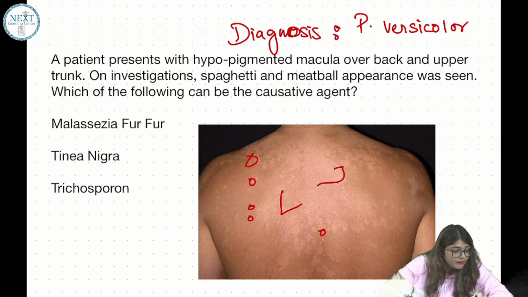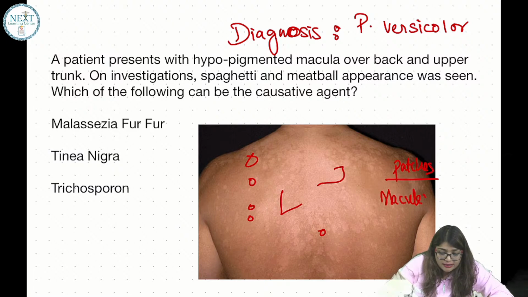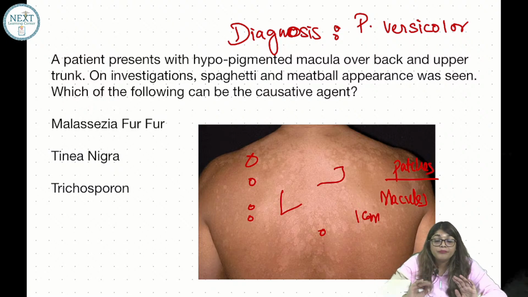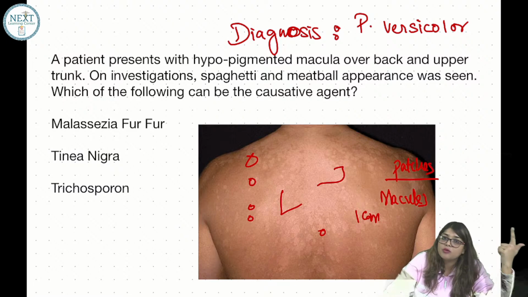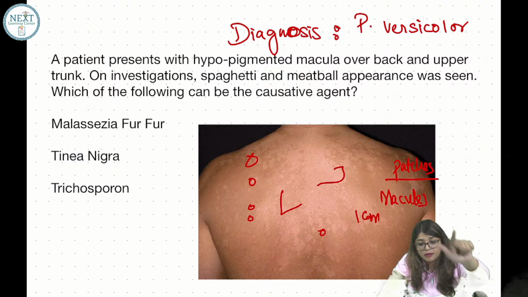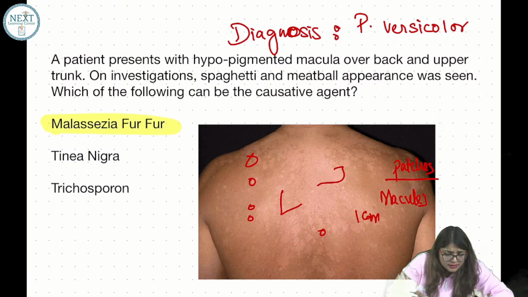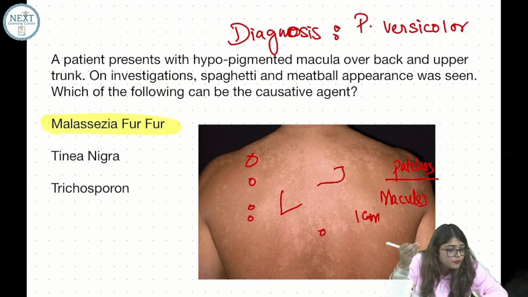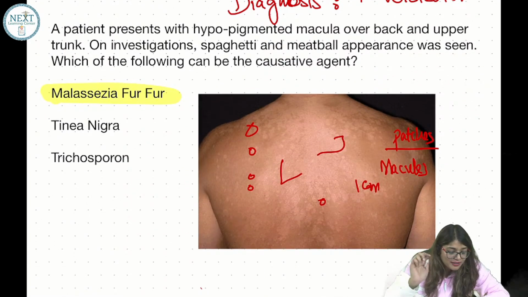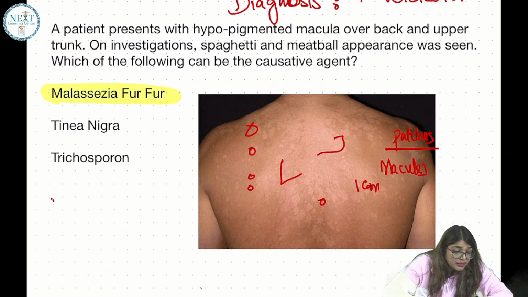Patches are more than 1 centimeter, and macules are less than 1 centimeter. Plaques and papules are raised lesions. Macules and patches are not raised. What kind of appearance? What is the most common organism? Is it Malassezia furfur? Remember, it is not Malassezia furfur, it is globosa.